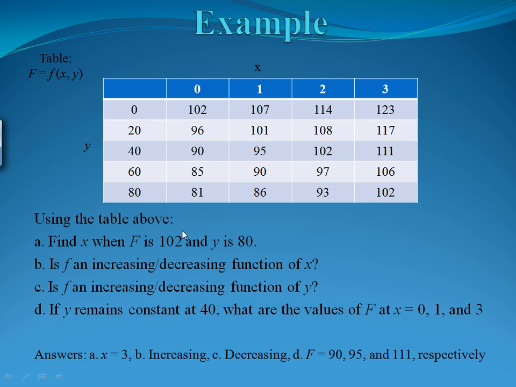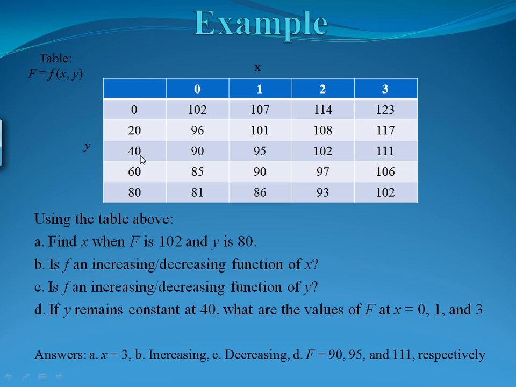Capital F is 102. So we're looking for the value of 102 within this row. It's the very last entry. So that means that my x value has to be 3, because it's where 3 and 80 intersect. For part B, is F an increasing or decreasing function of x? How do we figure out if it's an increasing or decreasing function of one variable? When we want to know if it's an increasing or decreasing function of x, we want to fix a value of y and look at what happens as x increases.